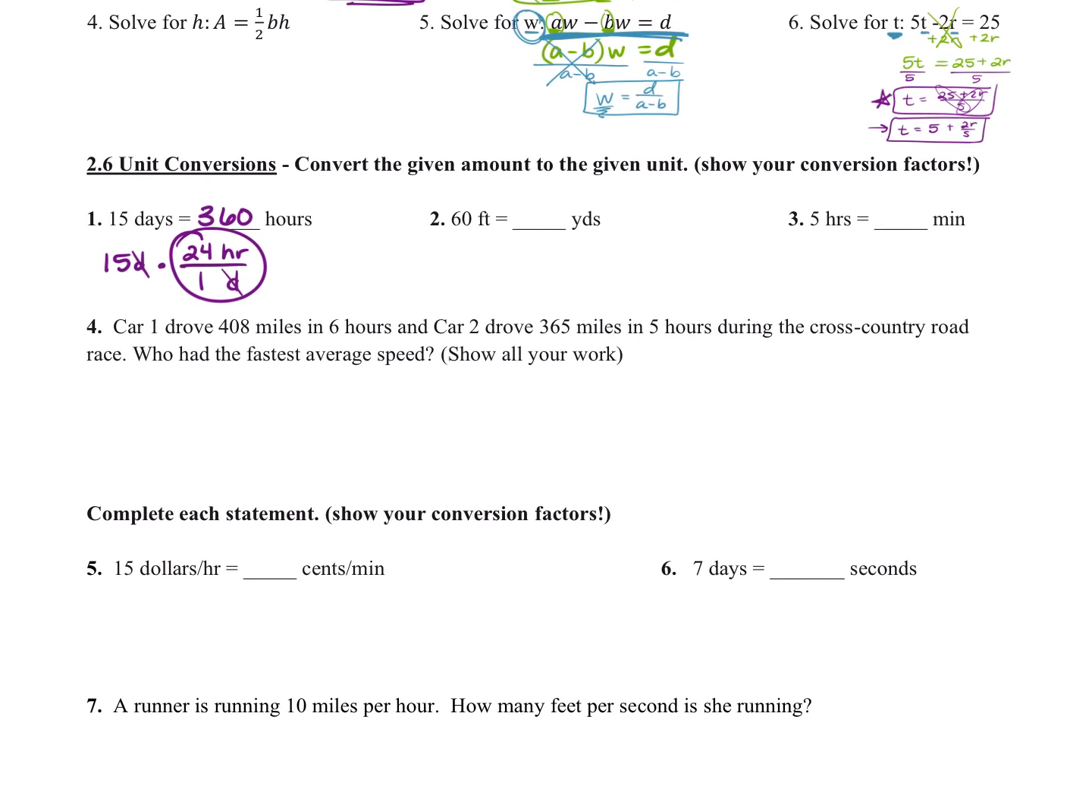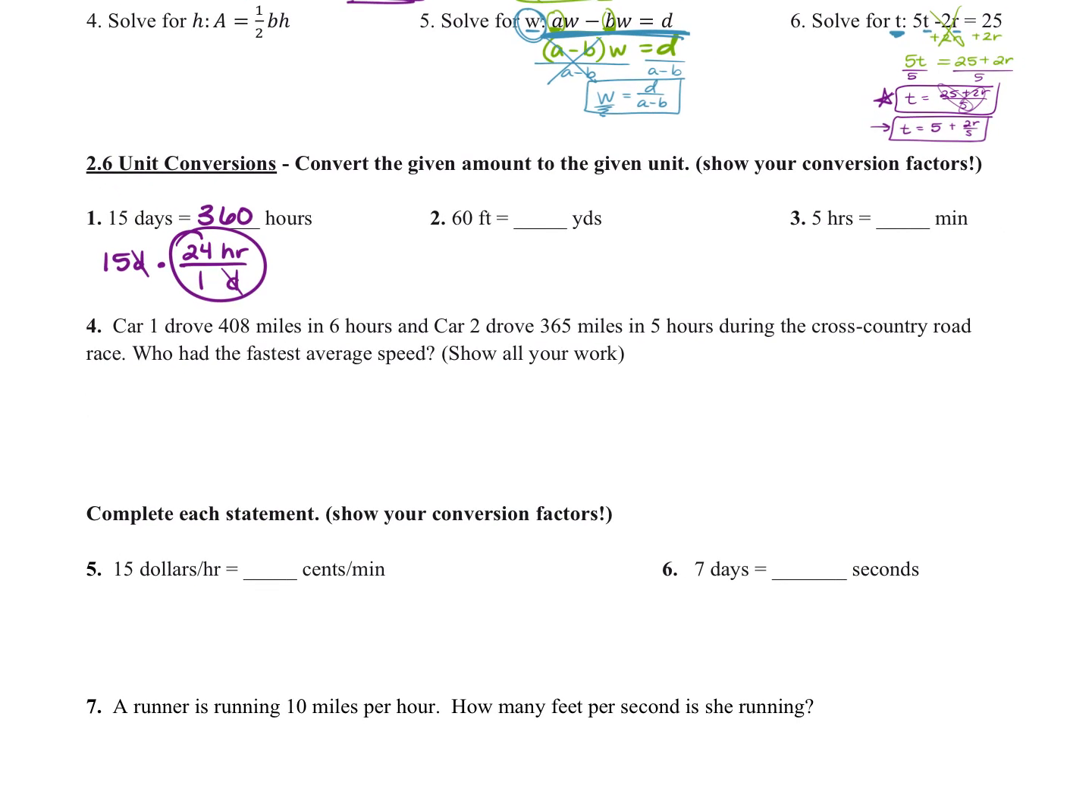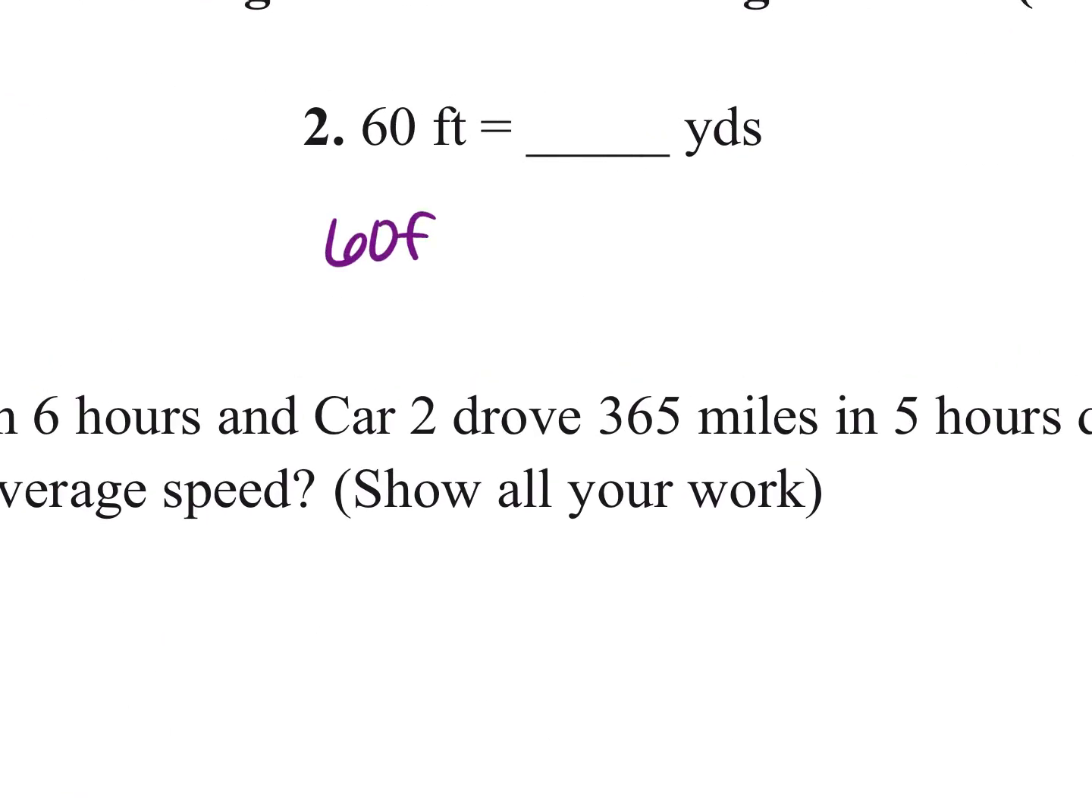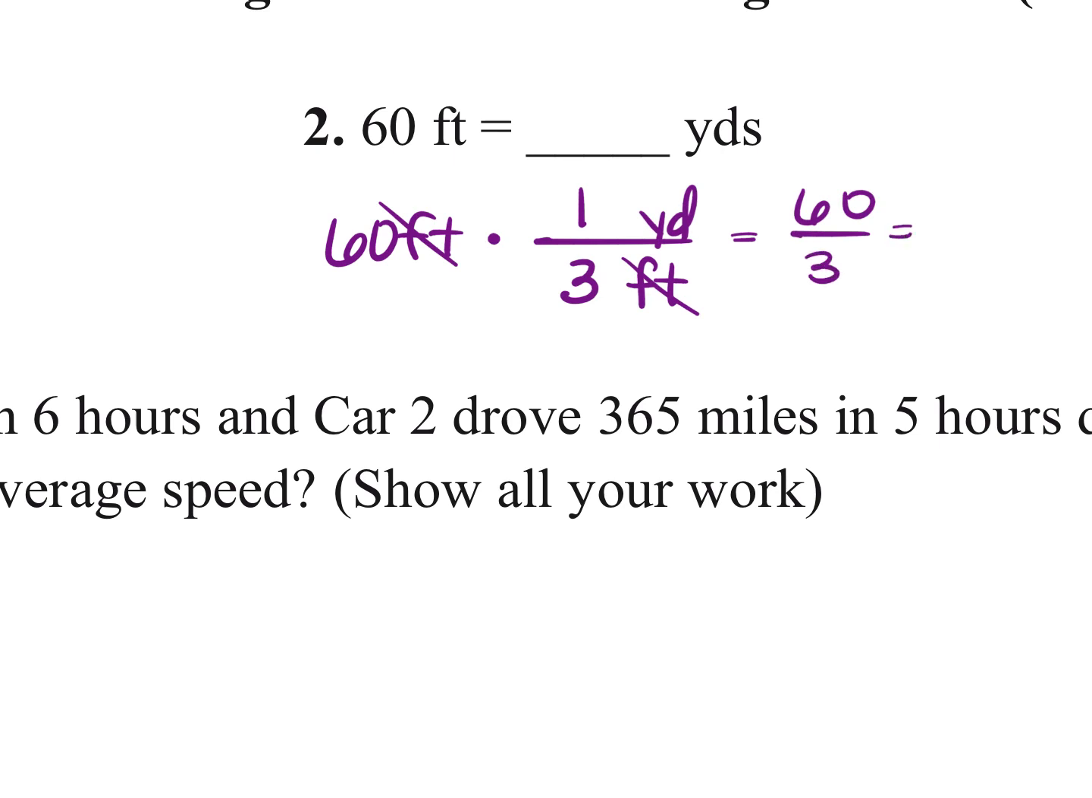Okay. Feet to yards. Let's see. Let's do 60 on top. We'll do this. So 60 feet. Where do your yards go? Yards go on top because feet go on bottom to cancel these guys out. And then what number on top? 1. 1 yard is 3 feet. Okay. So now you multiply across. This is 60 on top, 3 on bottom. So that's 20 yards. Make sense?